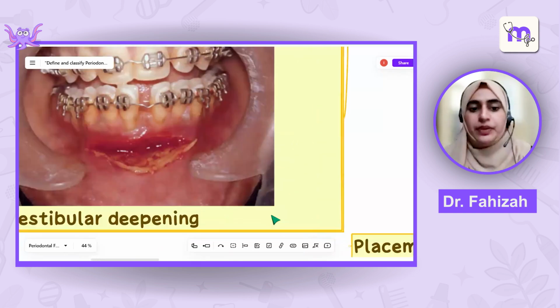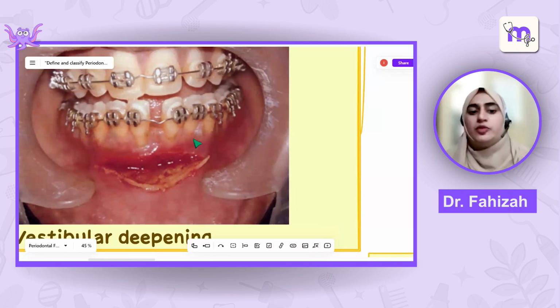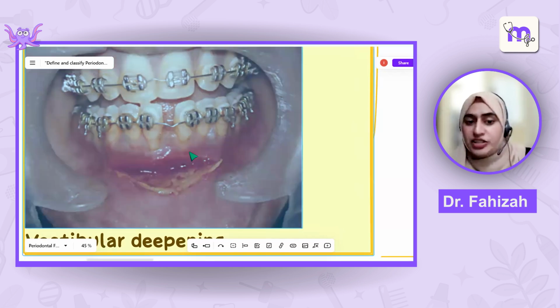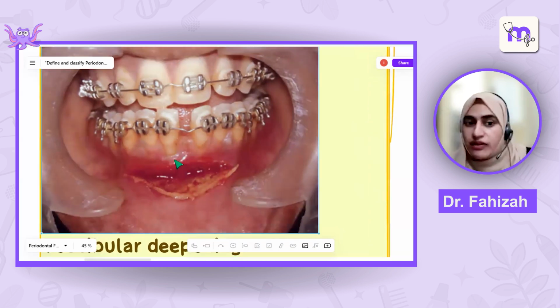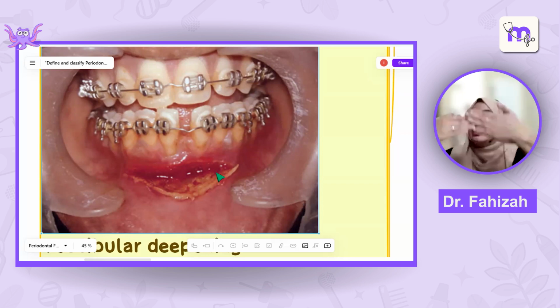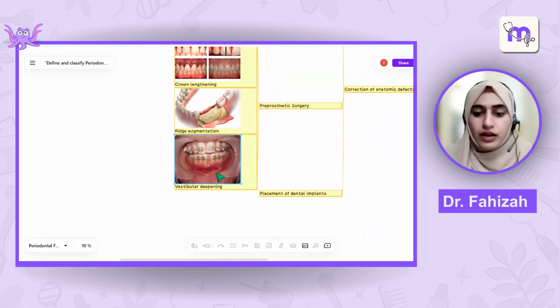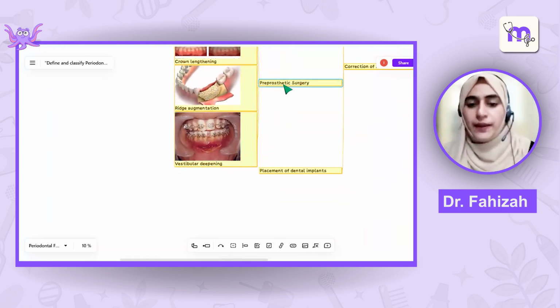Then comes your vestibular deepening. So in these cases also, sometimes you have to increase the width of gingiva. In this ortho case, they don't have enough attached gingiva. So when there is not enough attached gingiva, there are more chances of recession, plus if the frenal attachment is high. So what they do, vestibular deepening, they make a cut over here. They split the flap over there, and then they suture it below. So that way, there is an increase in the attached gingiva. That is pre-prosthetic surgeries, okay?